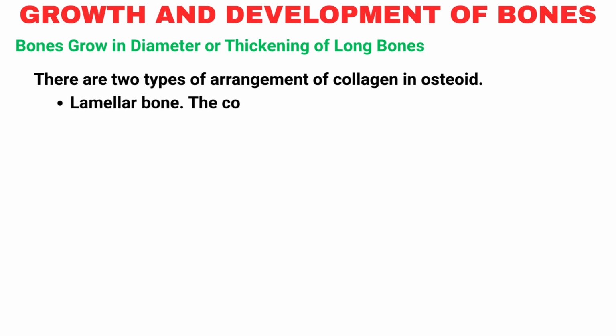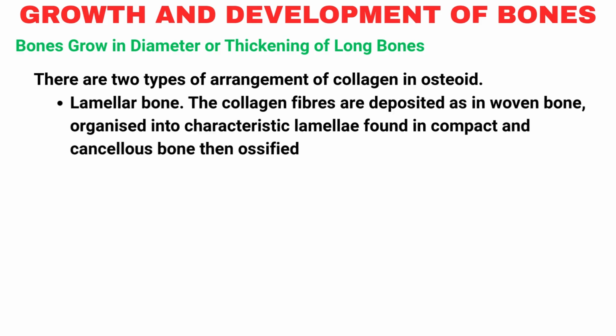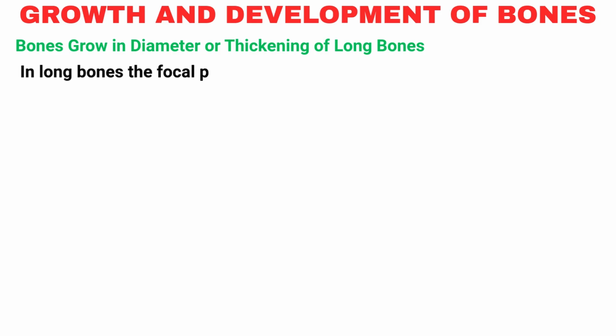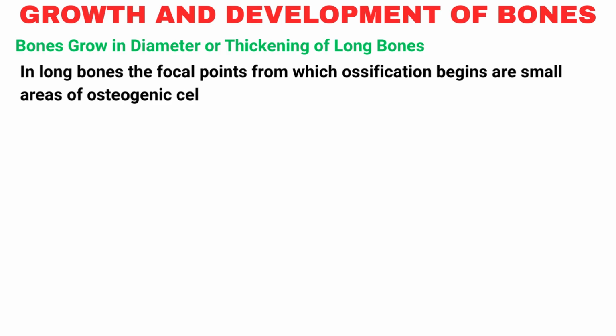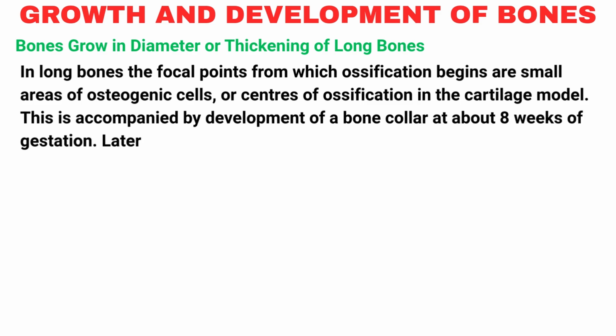Next is lamellar bone. The collagen fibers are deposited as in woven bone, organized into characteristic lamellae found in compact and cancellous bone, then ossified. This occurs when cartilage models are replaced by bone and in healing of fractures. In long bones, the focal points from which ossification begins are small areas of osteogenic cells or centers of ossification in the cartilage model. This is accompanied by development of a bone collar at about 8 weeks of gestation.